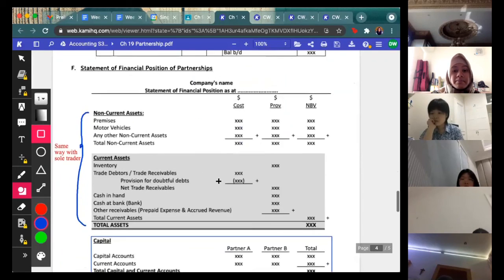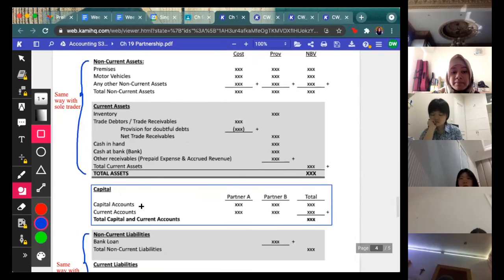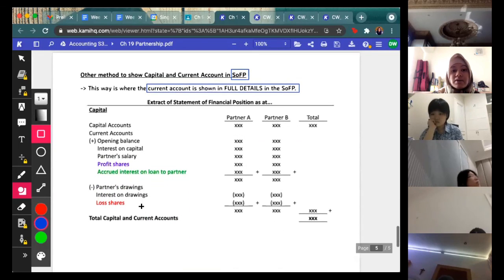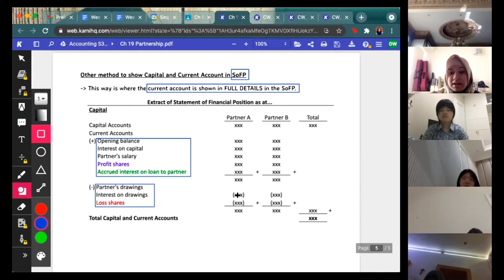Now, the only difference with this way is that when you are required to produce a statement of financial position where you show the current account in full details, first you put the capital account just like in the SOFP before. But when you show the current accounts, you separate between added and deducted. Once again, you already know what's in the current account that is adding and what is decreasing. What are the decreasing items in the current account? You just have to put it here, plus, plus, plus, and then minus, minus.